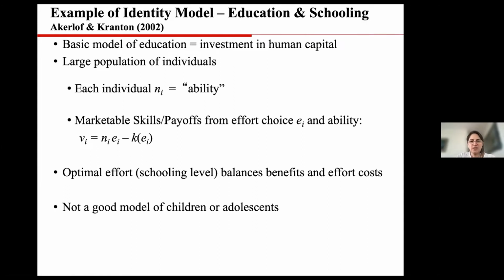So the question is, is this a good model of kids or adolescents? Are there a lot of kids out there that you see balancing their costs and benefits, their marketable skills, payoffs from effort choice versus ability? It's not really clear that this is a good model of children or adolescents. They may not be as cognizant of what this function looks like. But maybe even if we give them that, they can see what marketable skills are. And not to say that there aren't kids out there who understand that marketable skills come from working hard in school, but kids are also worried about other things.